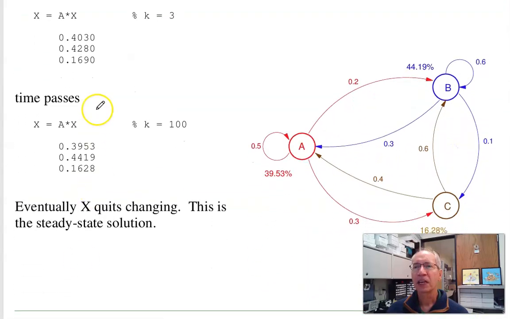Multiply by A again, I have 3 tosses, 4, 5, 6, 7, 8, 9, 10. Keep going. After 100 tosses, this is the probability A, B, and C have the ball. Eventually, in this case, x quits changing and reaches a steady state solution. So this would be the steady state solution. The probability that B winds up with the ball is 44.19%. A has the ball 39% of the time, and C has the ball 16% of the time. That's solving this using matrix multiplication.